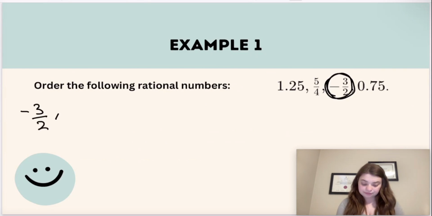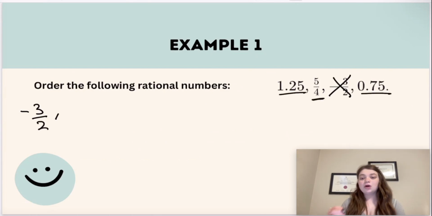The next thing I need to do is consider the other three numbers because they're all positive numbers, and I need to get them switched into a common form. Now, two of these are decimals, and only one of them is a fraction. So, probably the best way for me to do that is to switch them all into the form of a decimal, because then I would only have to convert 5 over 4 into a decimal. I wouldn't have to convert anything else.